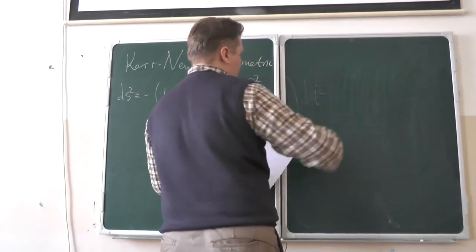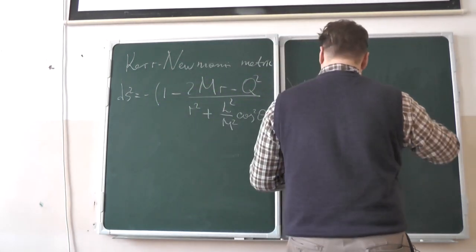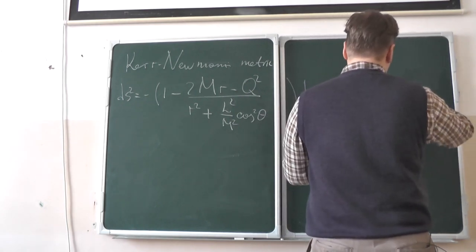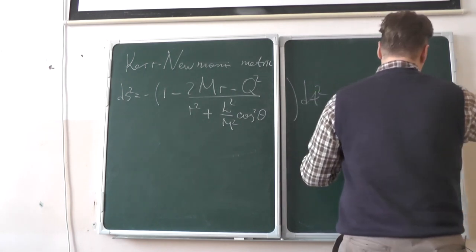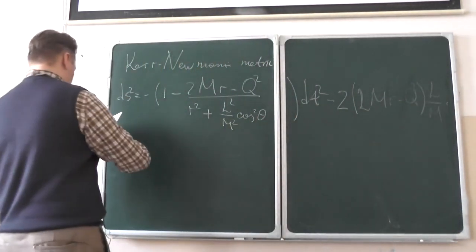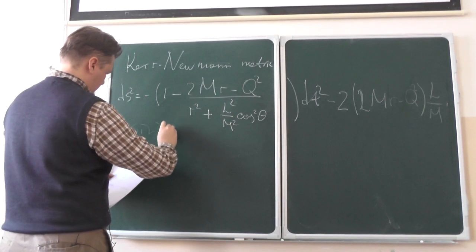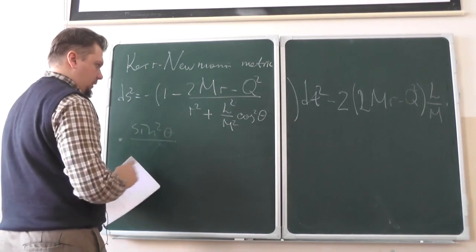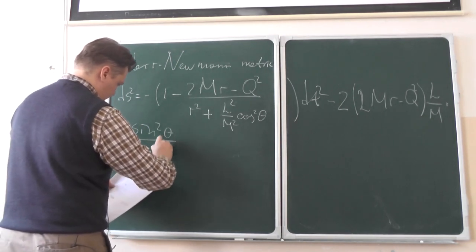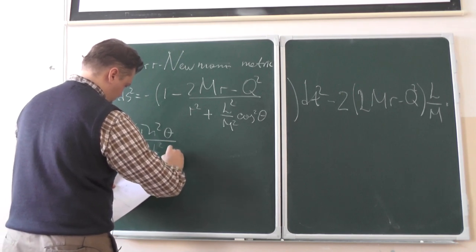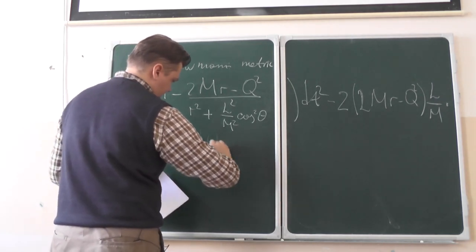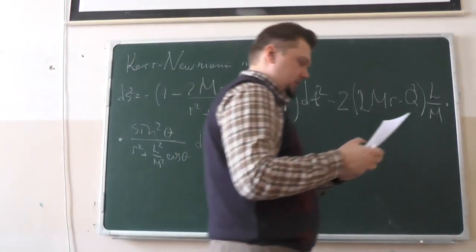dt squared minus... actually, the coordinates in which this metric is written also have some special name, and I think I don't have place for this metric. Okay. Cosine theta dt d phi. So you see that the metric is not diagonal.